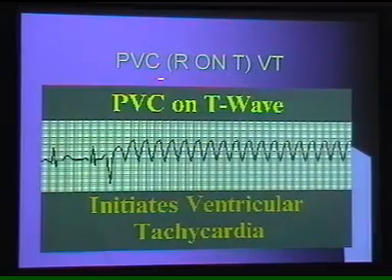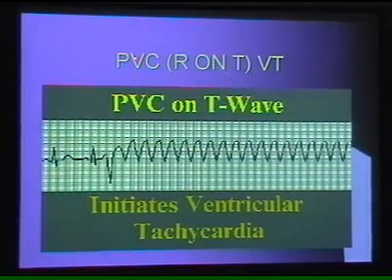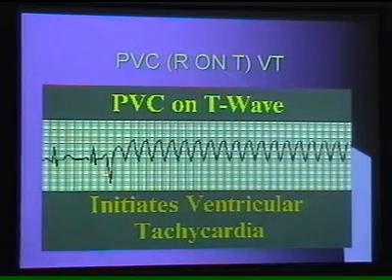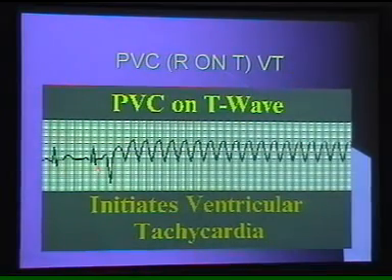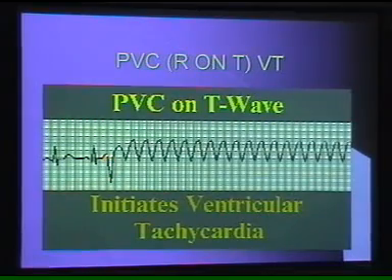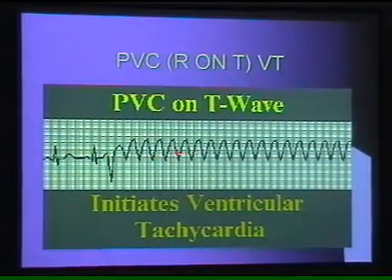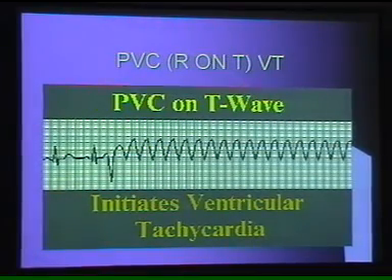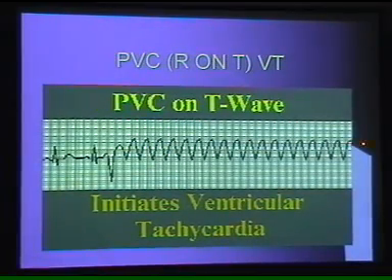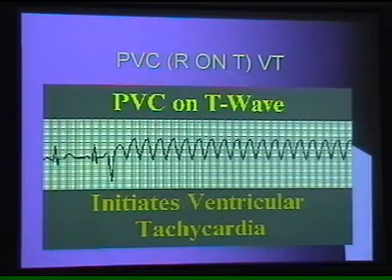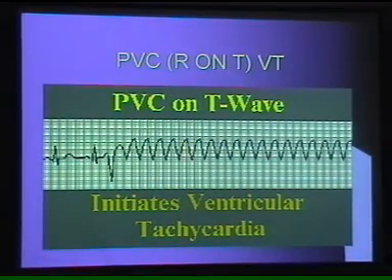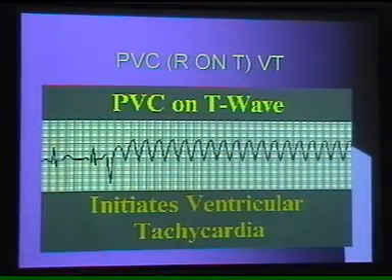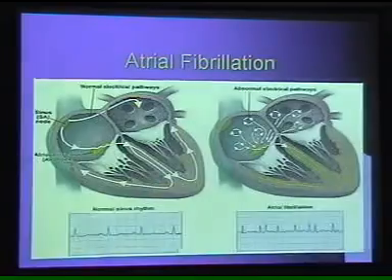Now, that's what we were talking about, the PVC and R on T phenomenon leading to ventricular tachycardia. Here is the sinus rhythm, and a PVC occurs at the time of the T wave, and that leads to ventricular tachycardia. If it progresses, it may result in ventricular fibrillation. One can easily distinguish ventricular tachycardia from the normal sinus rhythm. Next one.